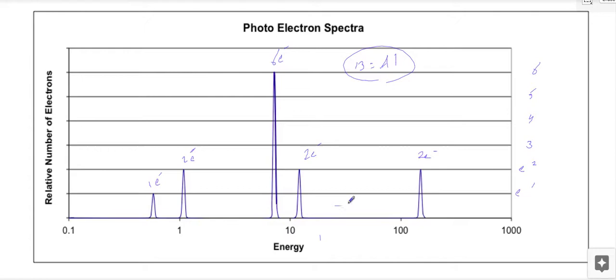Now let's double check there. 1, 2, 3, 4, 10, 12, 13. Yep, for sure that's aluminum.